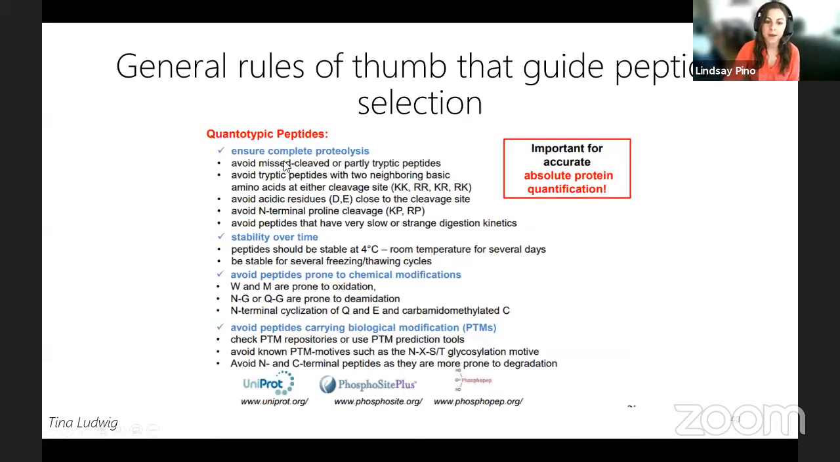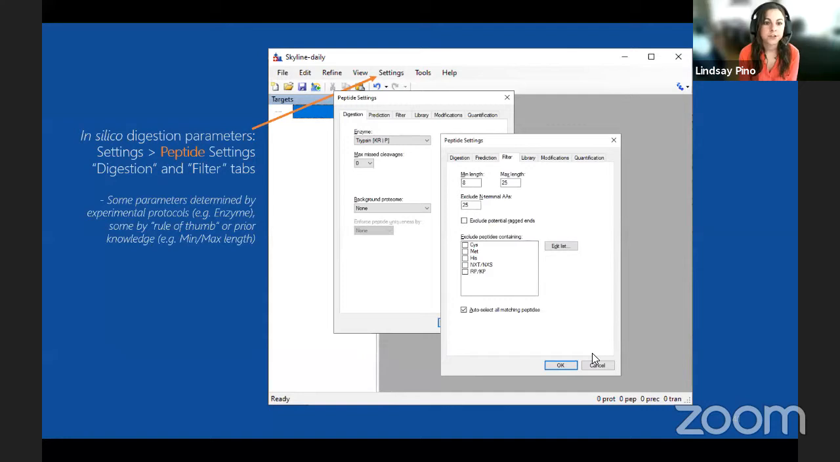There's rules of thumb that we'll be going over using Skyline for these different guidelines. If you're doing PTM research, you might want to target specific phosphosites or specific PTM sites that necessitate you have to look at a particular sequence. To show you a little bit what this looks like in Skyline, and then I'll take some more questions.